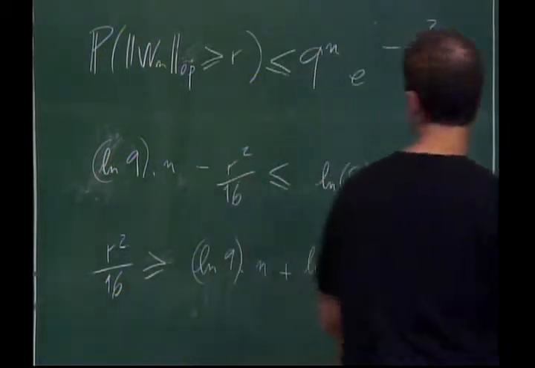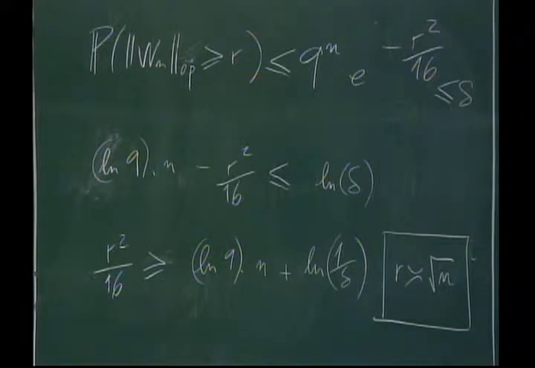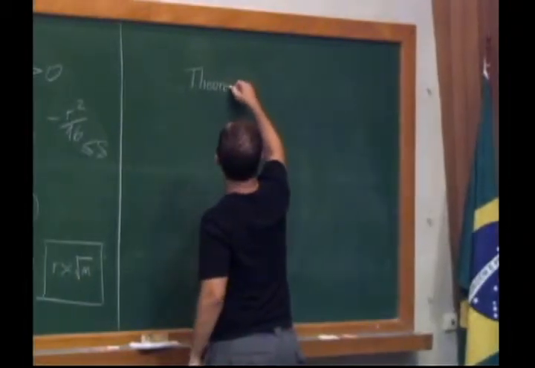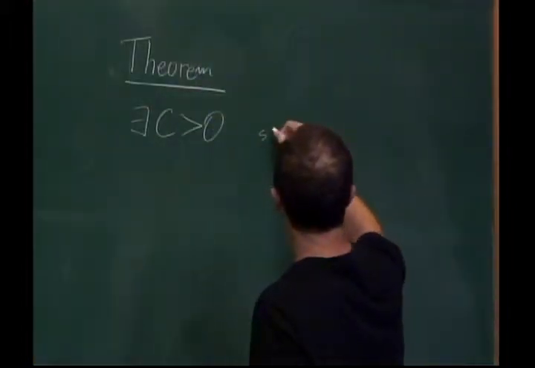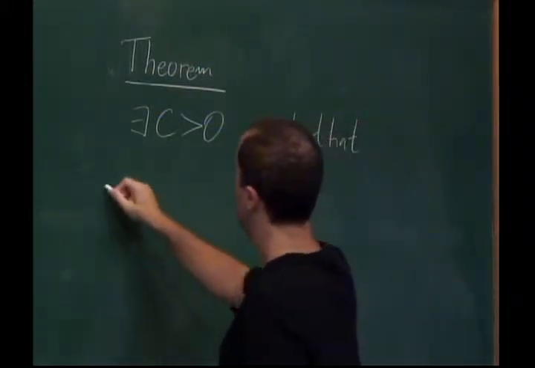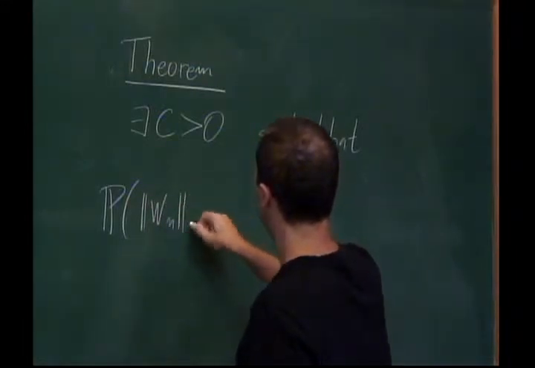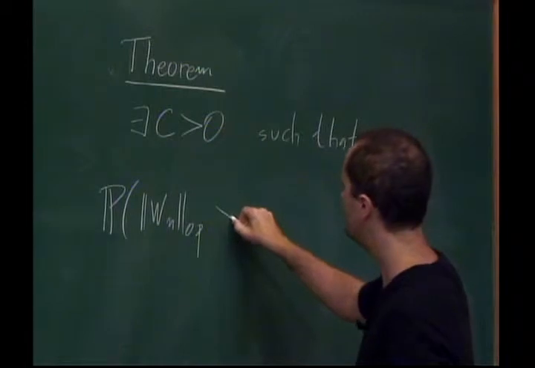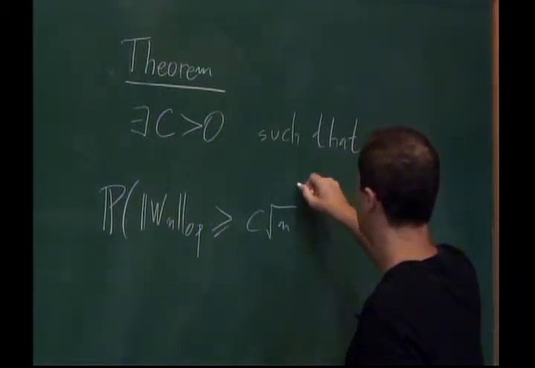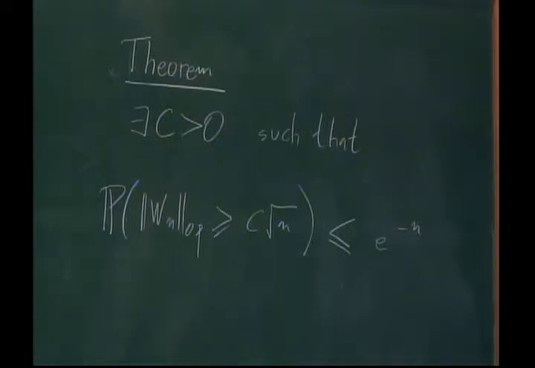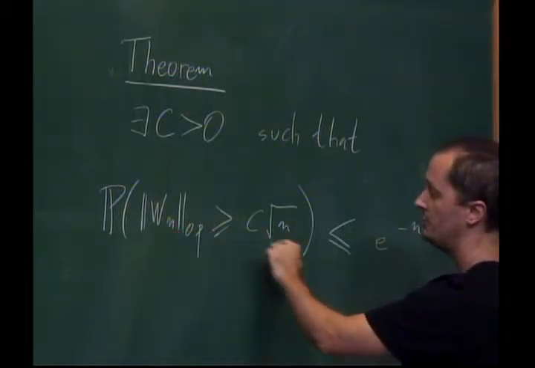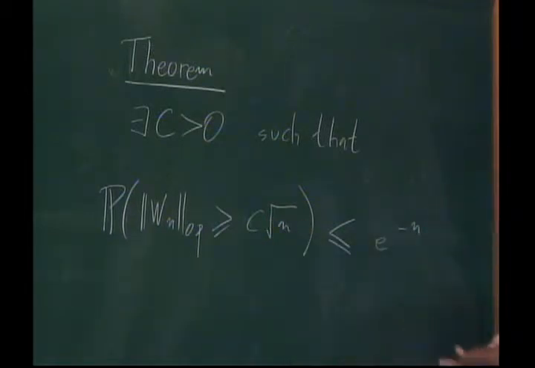So let me state a precise theorem anyhow. The theorem is as follows. There exists a C greater than 0 such that the probability that the norm of a Wigner matrix, an n times n Wigner matrix, is larger than C times the square root of n is less than e to the minus n. And remember I said that we care about n very large. So you're just saying that the probability that this norm is much larger than square root of n times a constant goes to 0 very fast with n.